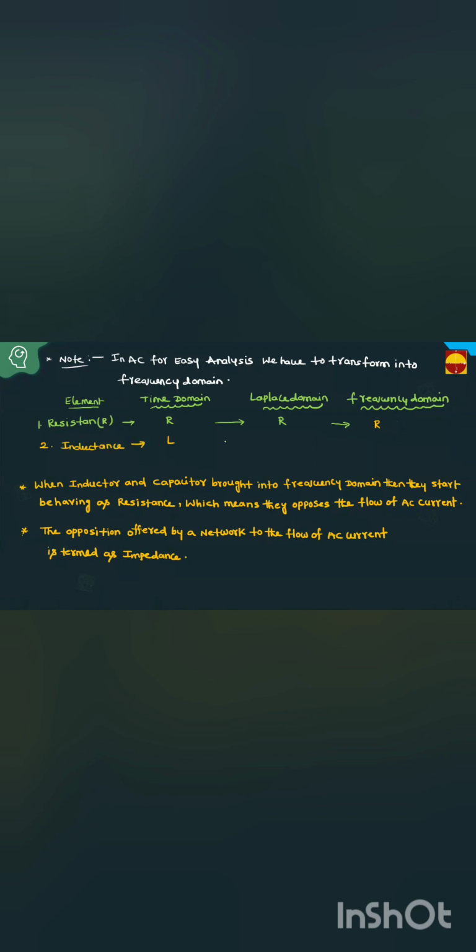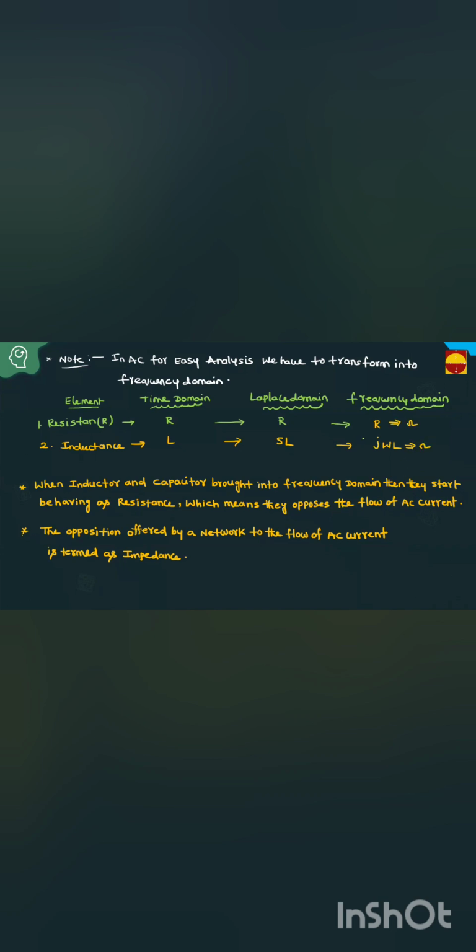If you take inductance, in time domain, inductance is L. In Laplace domain, this is important, the inductance is taken as S into L. In frequency domain, replace S equal j omega. That is j omega L. This is in terms of ohms. This also is in terms of ohms.